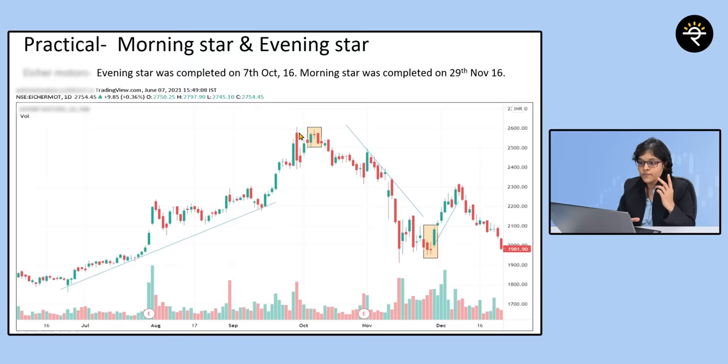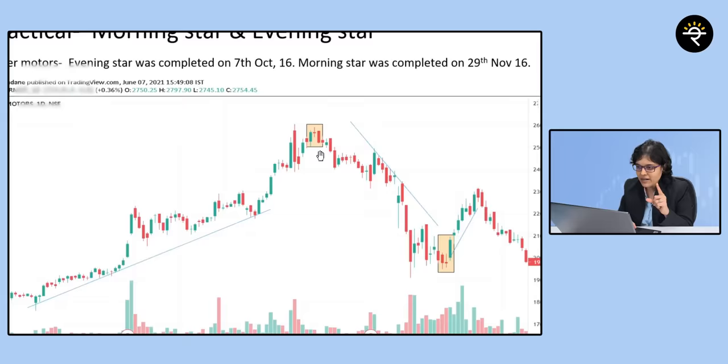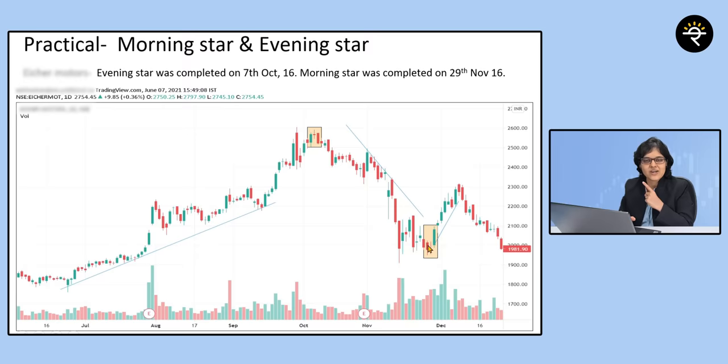You saw those three magic candlestick patterns. Okay, 1, 2, 3. And after this was completed, after this was formed, and then it started its downward journey. I hope you have understood how the practical application should work for a morning star as well as an evening star.